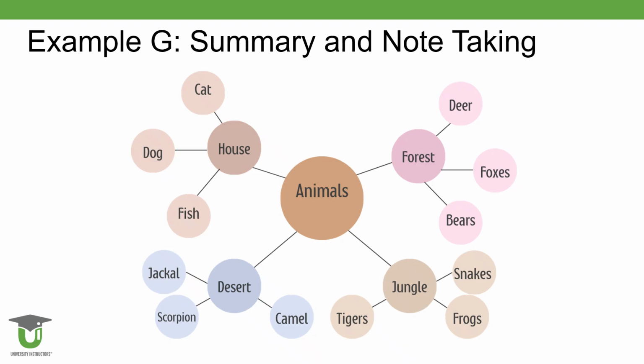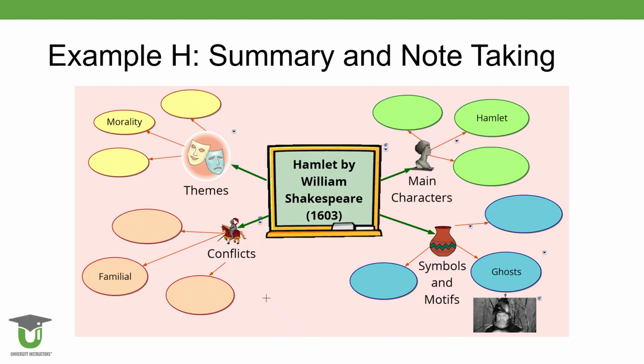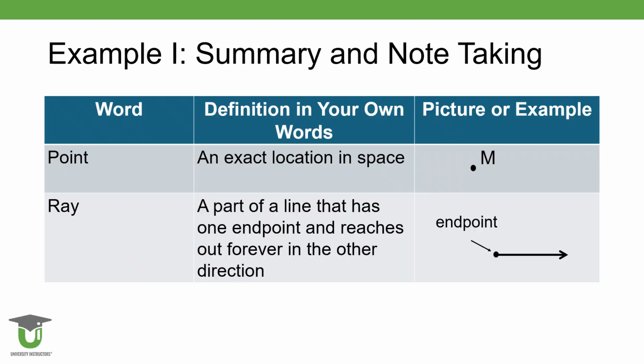Further connections and relationships are explored within each category with respect to what type of animals live in each of the 4 habitats. This example makes it easy to see how this strategy helps students to organize their thoughts and ultimately their writing. In this example, students use webbing to examine the main characters, symbols, conflicts, and themes in William Shakespeare's Hamlet. In this example, students are learning the terms point and ray.